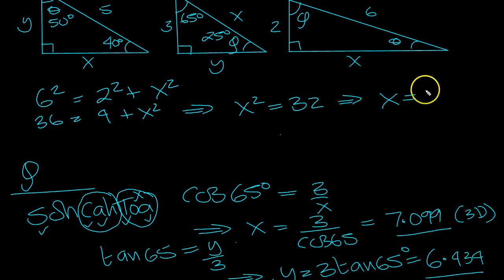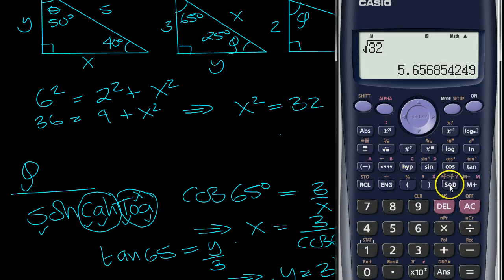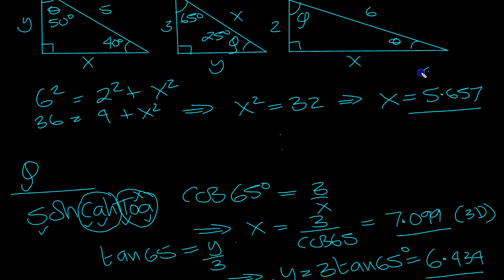That's 5.657. Or, what was it? 4 root 2. Let's go back and press that again. 4 root 2, yeah. We can put that in the calculator if we want to, because that's really accurate. Now we know this side.